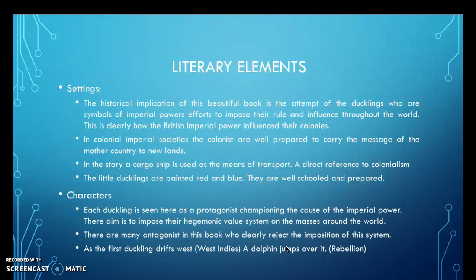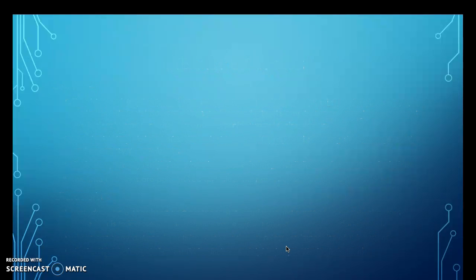However, the antagonists in the book are seen in many forms, and they clearly reject the imposition of this system. For example, as the first duckling drifts west, which I term the West Indies, that geographical area of the world, a dolphin jumps over it, which shows open rebellion over the influence of the duckling.